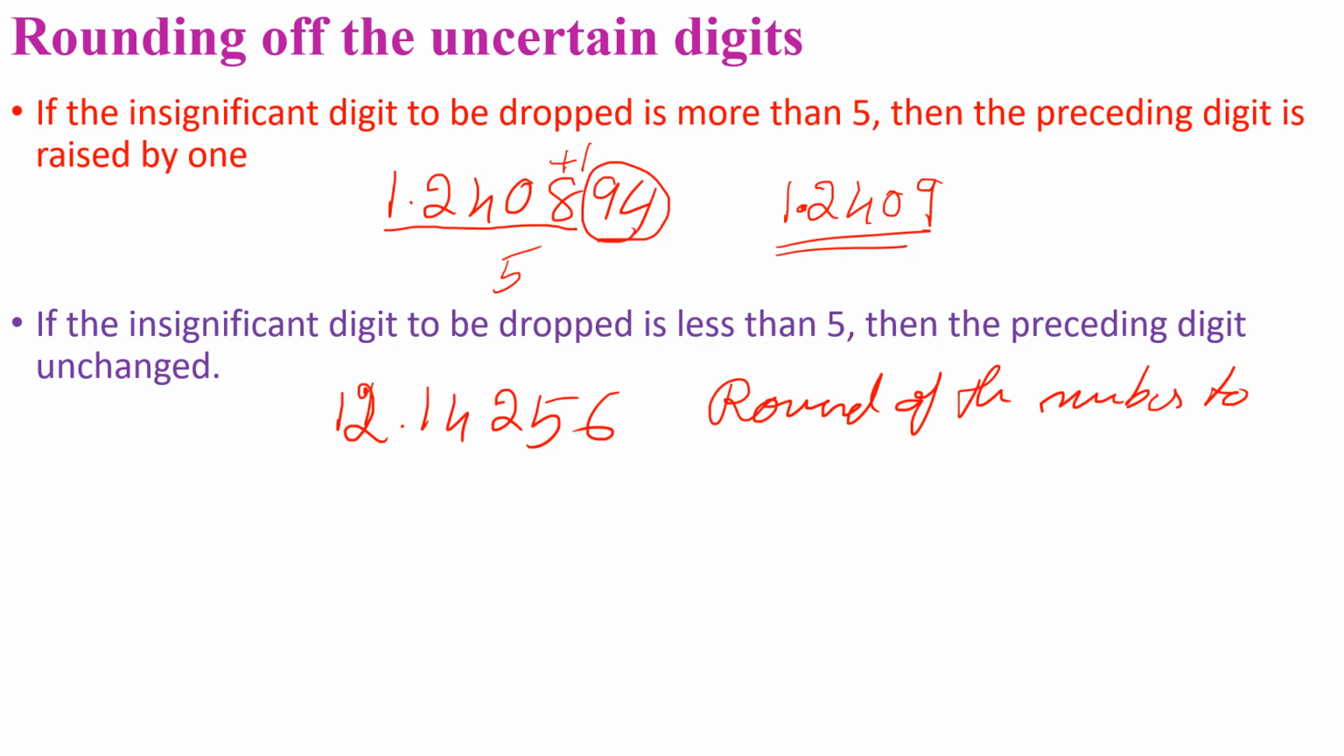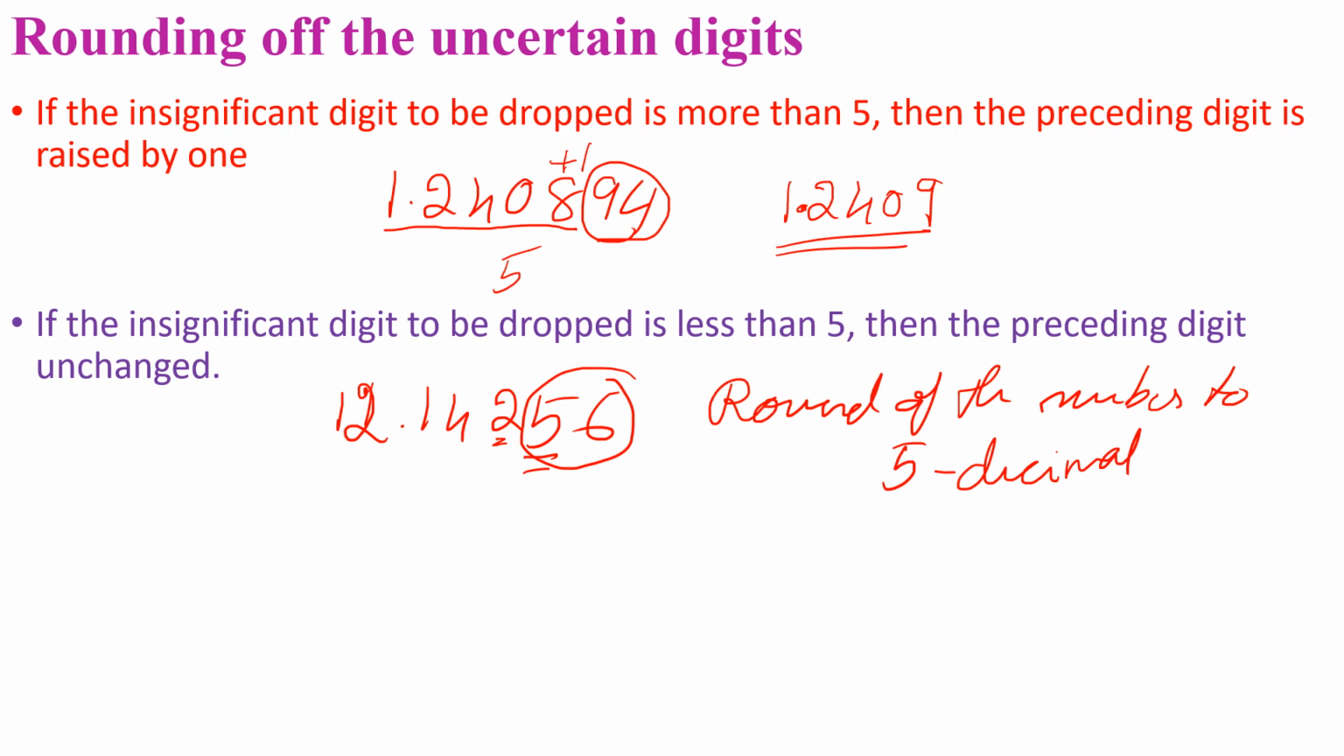Round off the following number to up to 5 decimal places, they ask. At that time what you have to do? The sixth one is uncertain, or not significant, right? So which one is the sixth decimal? 1, 2, 3, 4, 5, 6. This is 5. This has to be dropped. So 1, 2, 3, 4, 5. 2 is the fifth digit. You have to drop 5 and 6.